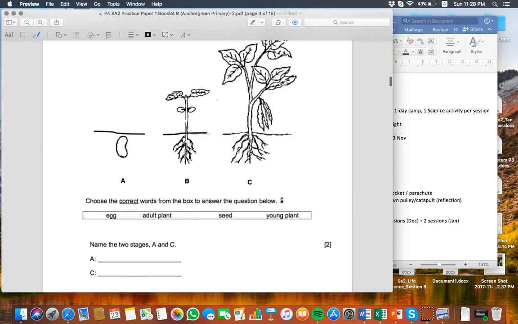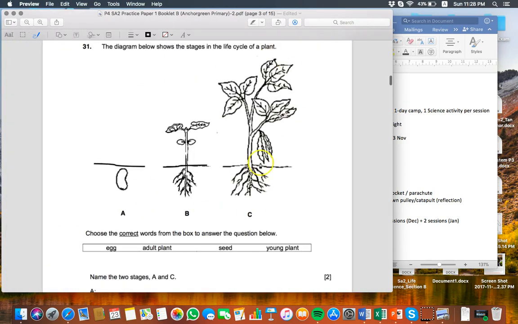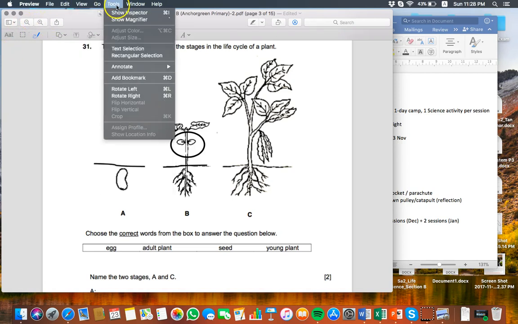Choose the correct words from the box to answer the question below. And these are the stages of the life cycle of a plant. A, B, C. So what's the difference between B and C? The difference will be this part here. I'm going to circle it. Please circle as well. Identify this part of a plant. This is called the seed leaves. Do you know what a seed leaf is for?